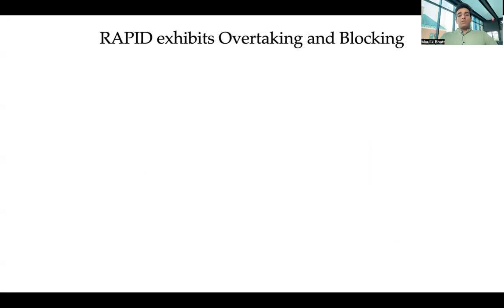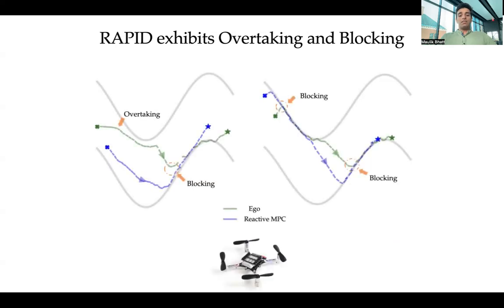Now we wanted to examine our agent's performance on real-time hardware. And for that, since the baseline was very slow and we are not able to implement it in real time, we compare our method against a reactive MPC, which aims to move along the racetrack as fast as possible while treating the opponent as an obstacle.